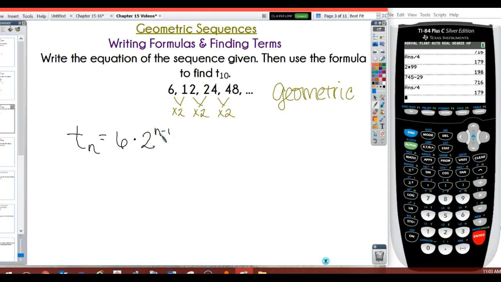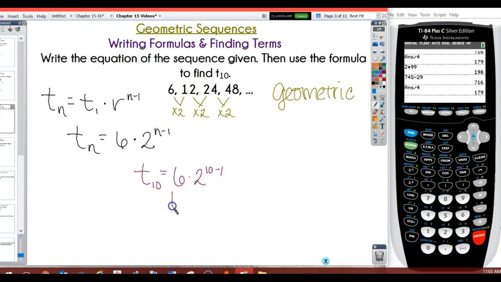You could check to make sure this is right. Plug in 4. 4 minus 1 is going to give us 3. 2 to the third is 8. Times 6 is 48. So we know that this equation works. All geometric sequences will have this same form where we take the first term times the common ratio to the n minus 1 power. From here, we can now use this equation to find the 10th term simply by plugging in 10 in for n.